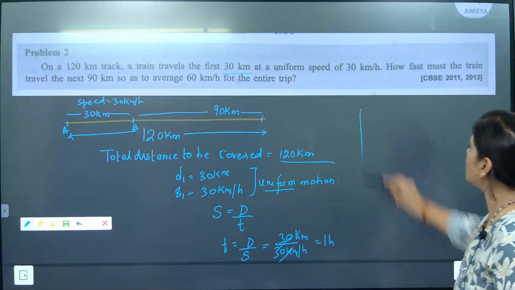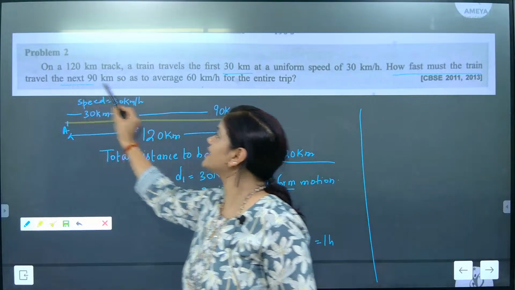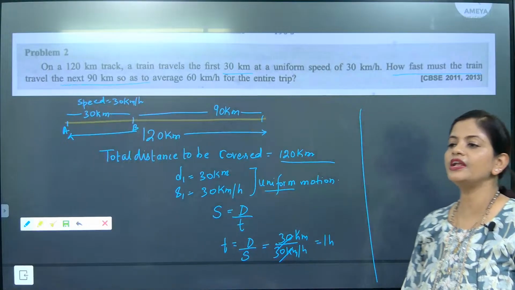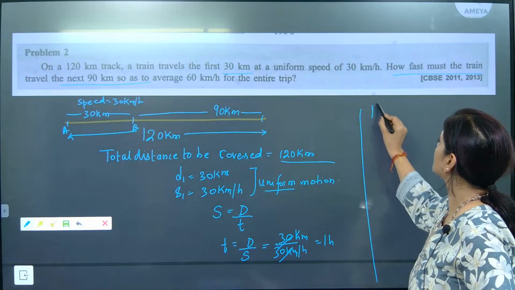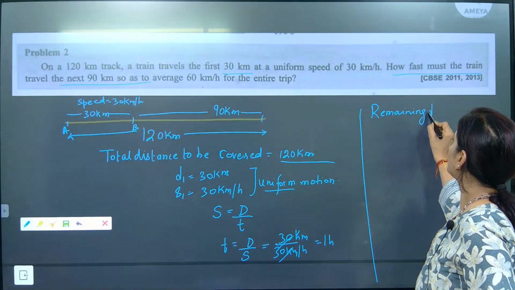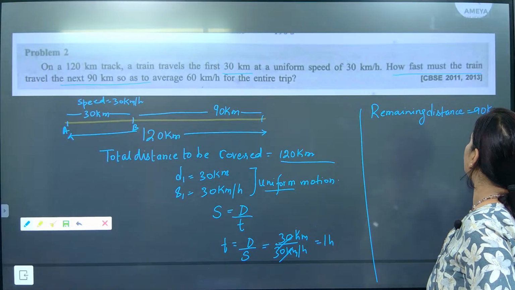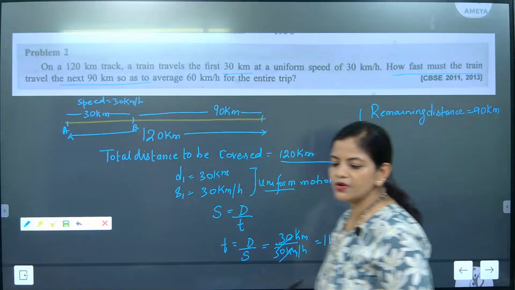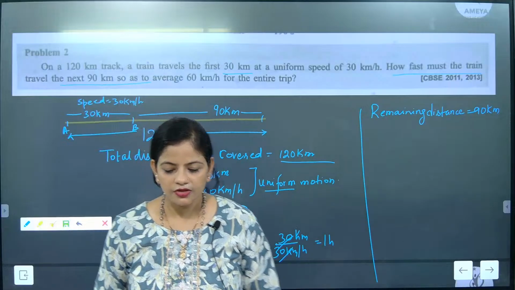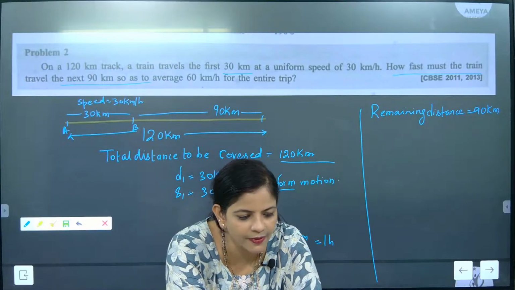So in the second part, what they are telling is, how fast must the train travel the next 90 kilometers? So remaining distance is what? What is the remaining distance, beta? 90 kilometers. Very good. So remaining distance is 90 kilometers. But beta, time we don't know now. Yes, 3 by 2 hours for the second part of the question. Wow, nice.